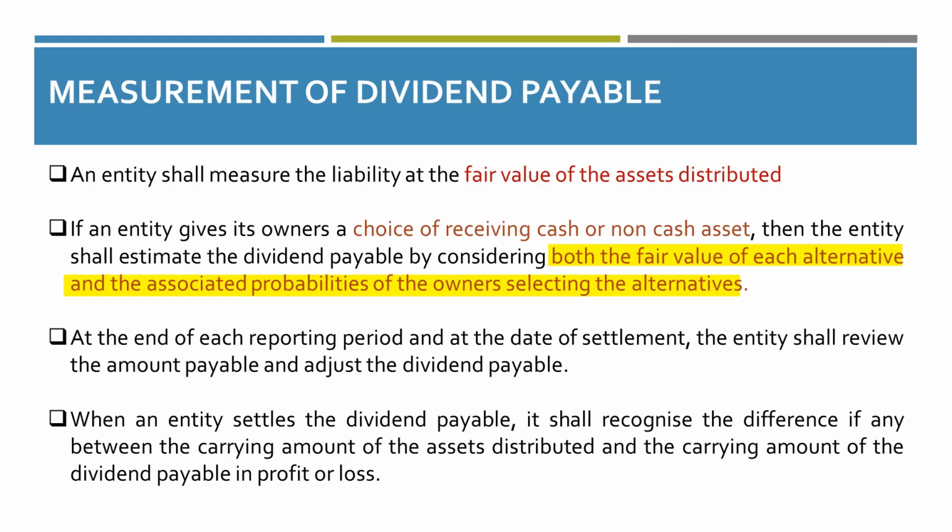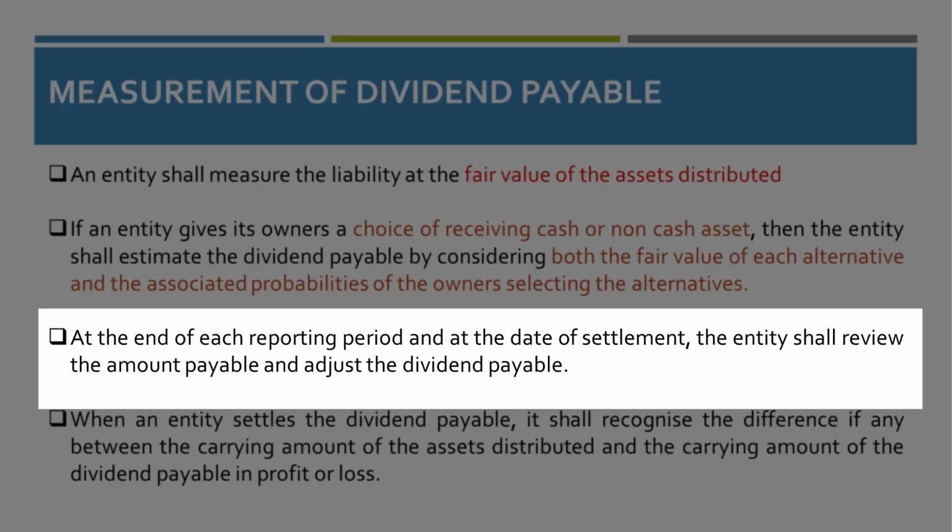So I repeat once again, if an entity gives its owners a choice of receiving cash or non-cash asset, then in such cases, the measurement of dividend payable will be done by considering both the fair value of each alternative along with the associated probabilities of owners selecting the alternative. So this probability should be estimated from the entity's angle. Also at the end of each reporting period and at the date of settlement, the entity shall review the amount payable and adjust the dividend payable amount. So every reporting period end, the fair value would have changed. So you should adjust the dividend payable to this extent.